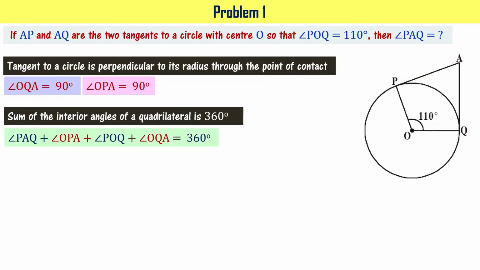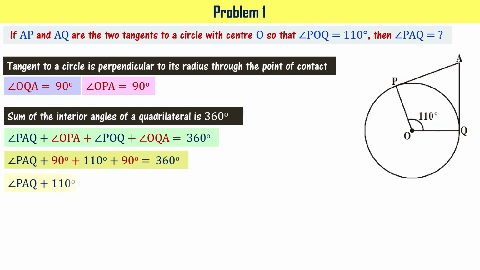And we know that the sum of the interior angles of a quadrilateral is 360 degrees. It means angle PAQ plus angle OPA plus angle POQ plus angle OQA equal to 360 degrees. We know two of these four angles, those are 90 degrees, and one of the angles is given, that is 110 degrees. Let's substitute all those such that it can be written as angle PAQ plus 90 degrees plus 110 degrees plus 90 degrees equal to 360. Simplify it such that you get angle PAQ equal to 70 degrees. Please note this.